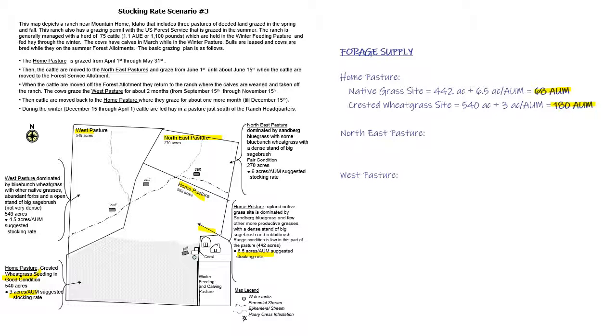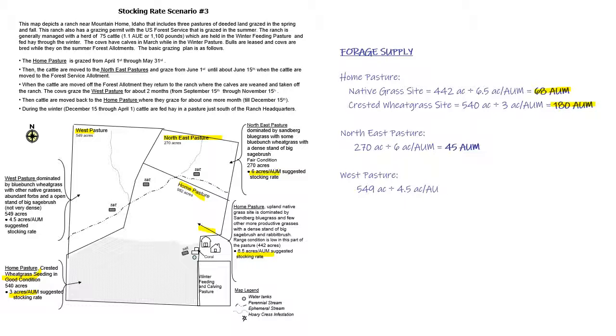Let's take a look at the northeast pasture. It is all of a native area. There's 270 acres that, according to the diagram, it is productive at 6 acres per AUM, or 45 AUMs. So if you took 270 divided by 6 acres per AUM, you would get 45 animal unit months of forage out of the northeast pasture.